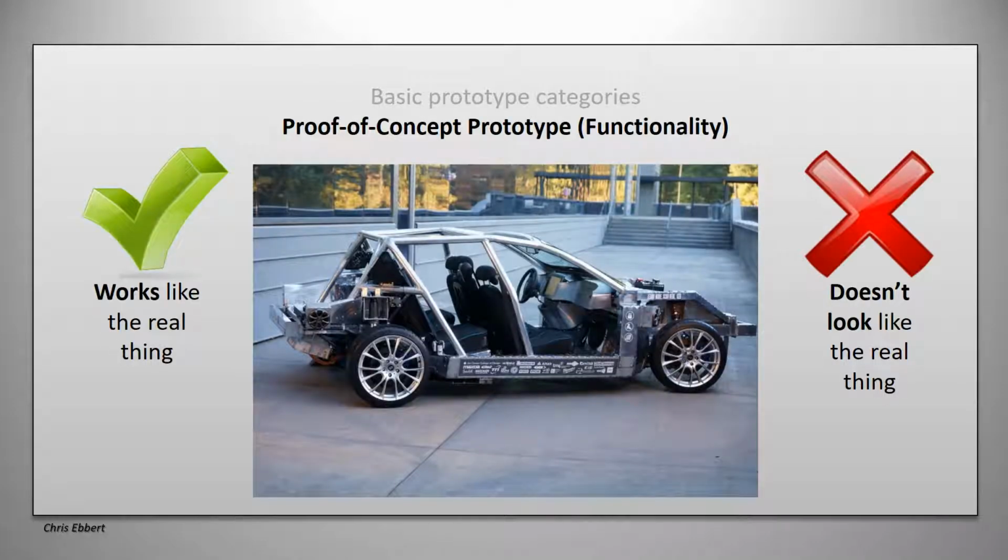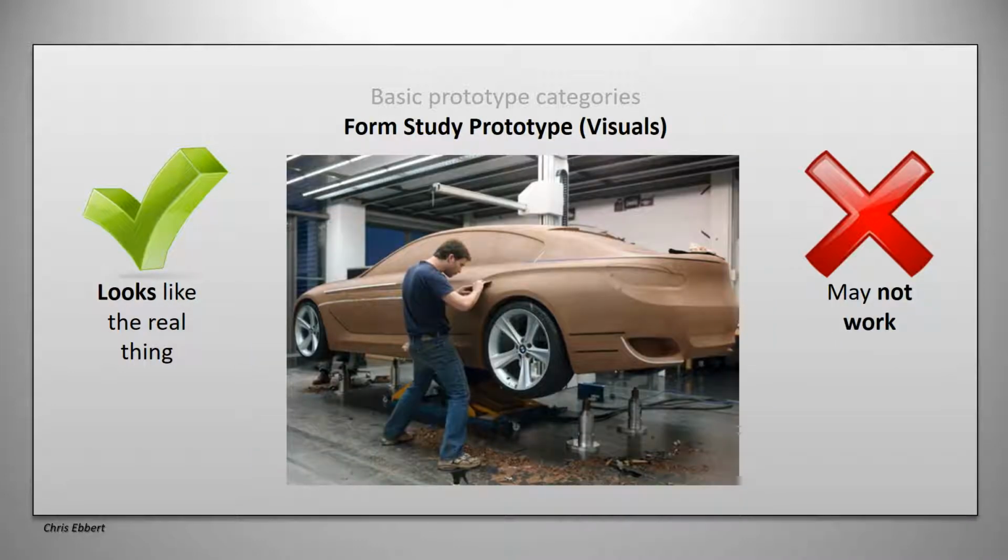Just a word on prototypes before we move on. I think there are really only 2 categories of prototypes. You can either have a functionality prototype, which works pretty much like the real thing, but it may look nothing like it. Or you have a form study prototype, which looks like the real thing, but may not work. And you may need both. And maybe many versions of both. So create some shelf space. Each project should mean that you're creating lots of prototypes.